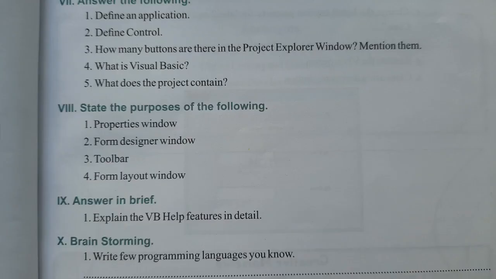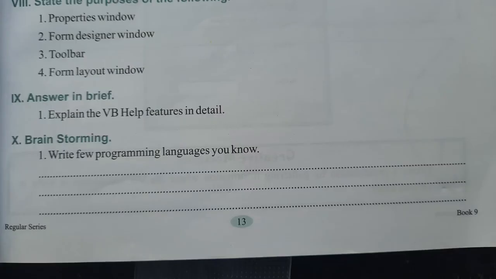Next one, state the purpose of the following: properties window, form designer window, toolbar, and format window. I have already explained the purpose of these windows. In the form designer window, we are designing the forms. Using the toolbar we can develop our VB project, VB application. The format window is used to set the position of the output screen on the system monitor. Okay, next two sections, answer in brief and brainstorming.